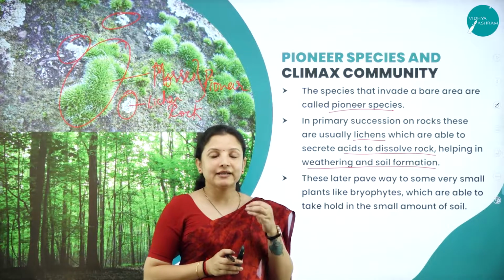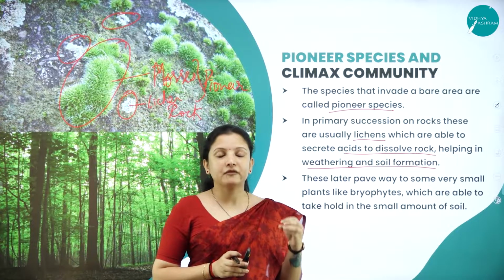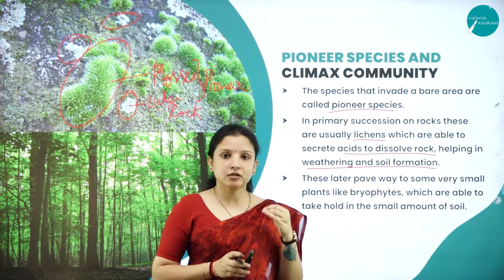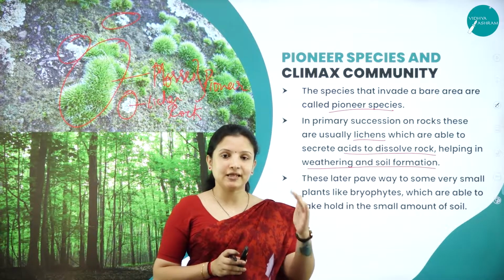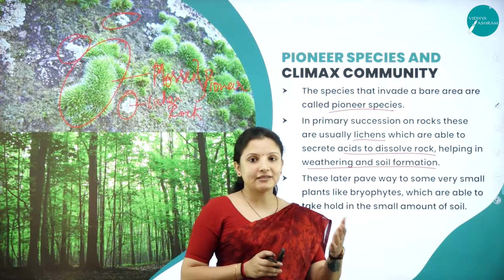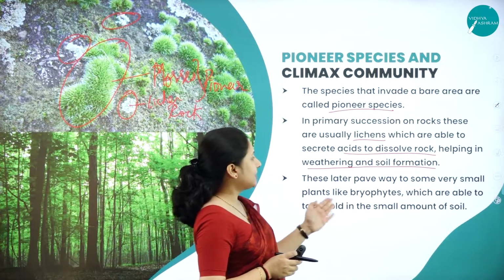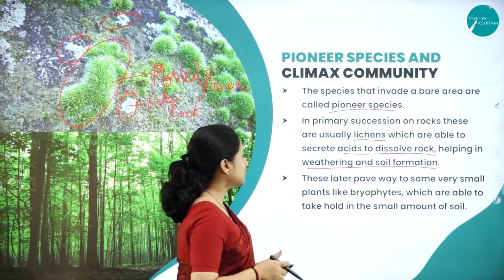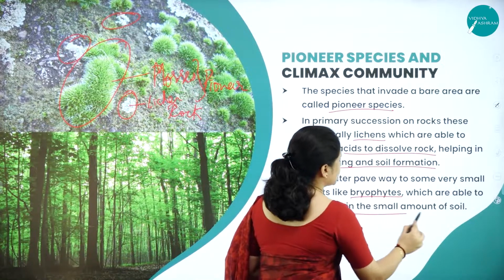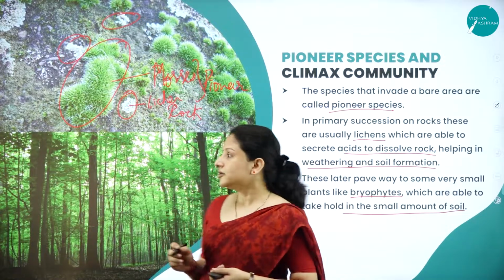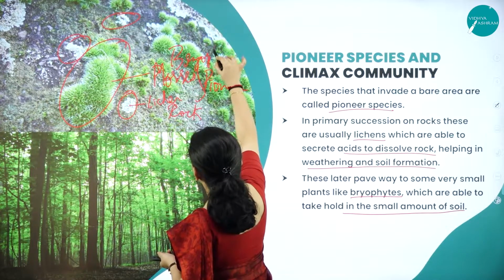These lichens release some acidic substances, and these acidic substances are capable of decomposing the rock and weathering the rock to form soil. Now when soil is formed, it will get occupied by mosses, then by the pteridophytes, then further plants will come and occupy there. So the best example of a pioneer species is lichen here. And these later pave way to some very small plants like bryophytes, which are able to take hold in the small amount of soil. Mosses are nothing but the bryophytes.